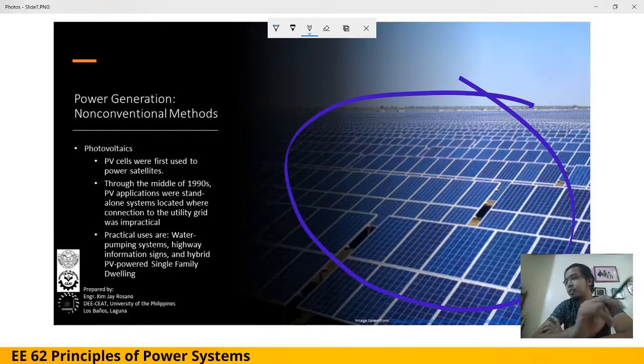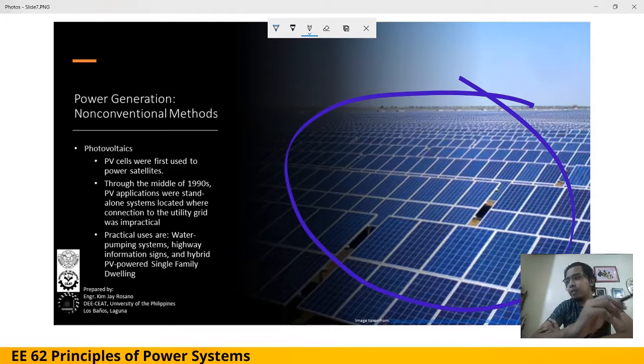In the middle of 1990s, PV applications were standalone systems located where connection to the utility grid was impractical. So if it's impractical to connect to the utility grid, if the location is an isolated area, medyo malayo siya sa kabihasnan, then it's actually costly to create a line to reach those areas. Well, of course, eventually you want them to be connected to the grid. Kasi as I have said before, the goal of the IPIRA is 100% electrification. But it actually takes a lot of time for us to reach that. Actually, we're beyond the target date, I think. Okay, so PV application makes the availability of electricity in those areas possible.